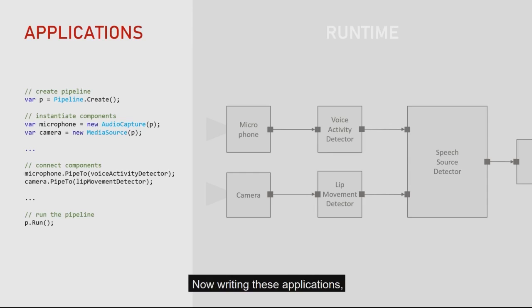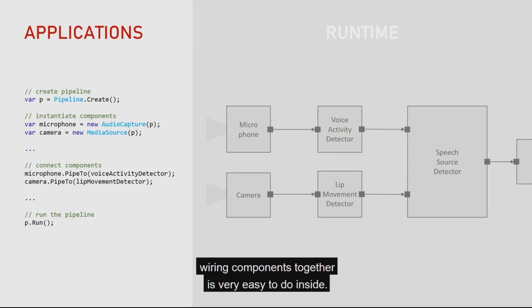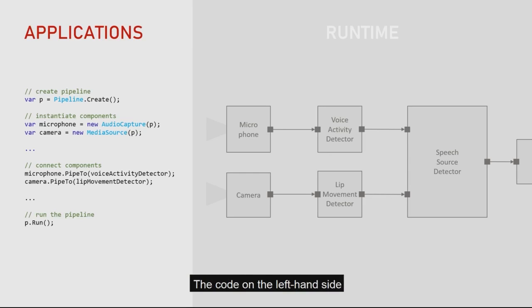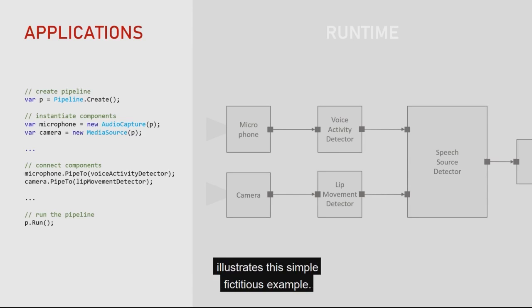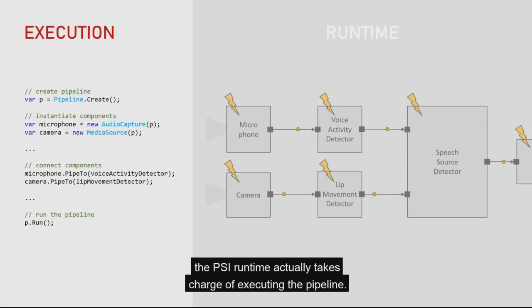Now, writing these kinds of applications, wiring components together, is very easy to do. The code on the left-hand side illustrates this simple fictitious example. It takes about one line of code to create a new component and one line of code to connect two components together. Once you call the run method on the pipeline, the Psi runtime actually takes charge of executing the pipeline. So it schedules the components for execution and it starts flowing messages on these temporal streams of data.